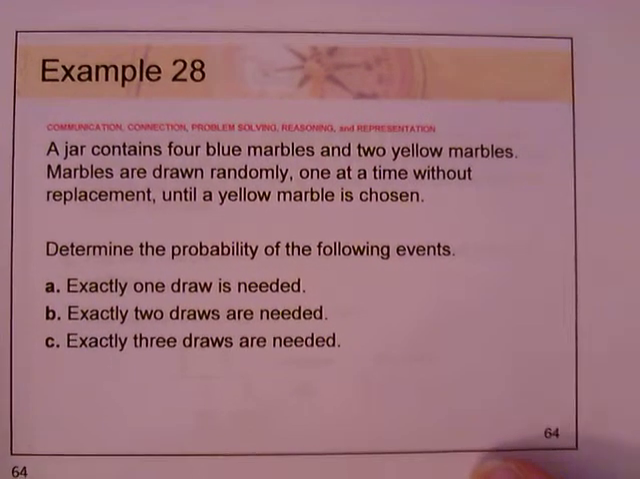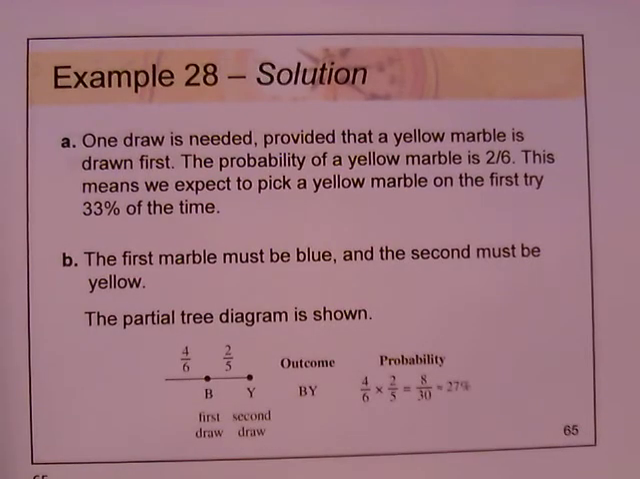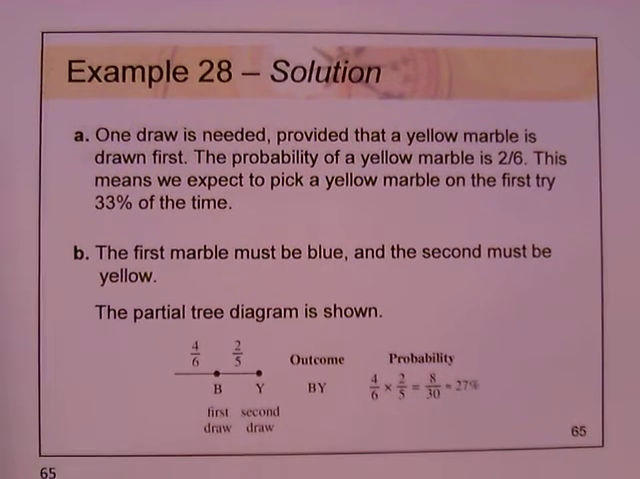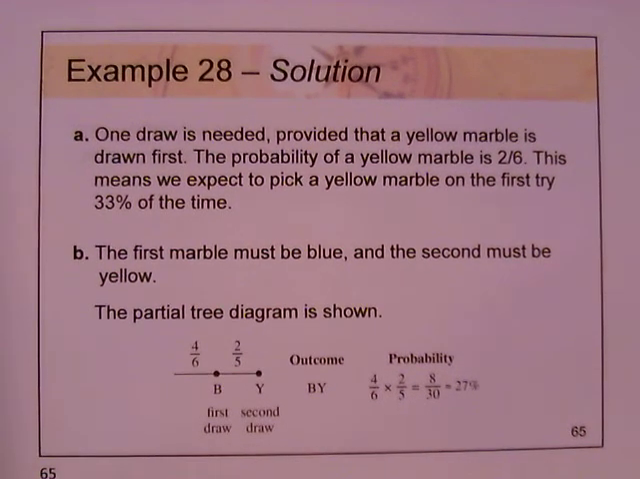Now on the next slide that you're going to see here, only one draw is needed, provided that a yellow marble is drawn first. So the probability of a yellow marble will be 2 over 6, because you got 2 yellow marbles and a total of 6 marbles in the jar. So that means we expect to pick a yellow marble on the first try 33% of the time.